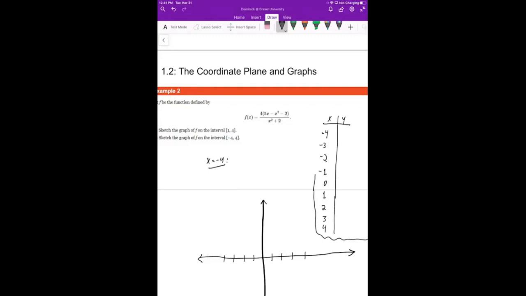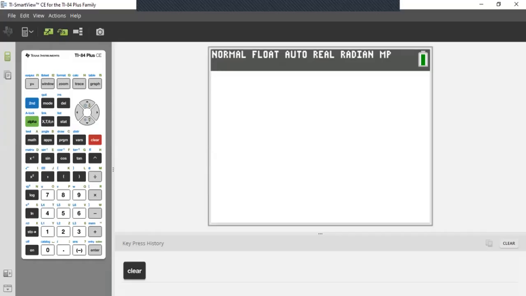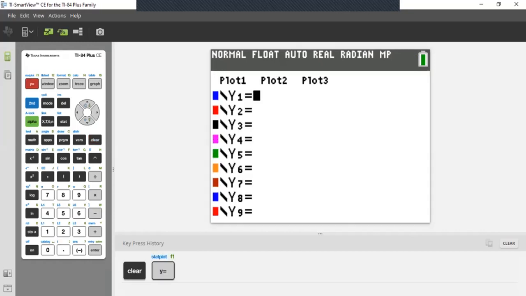Actually, I have a better idea. So let's go ahead and we'll pull up a calculator. I'm going to pull up my calculator on the screen here. Okay, so here's my calculator. And one thing that we can do for this, just so I don't have to enter this in a million times, let's go to our y equals menu. Okay, so we're going to plug this thing in.